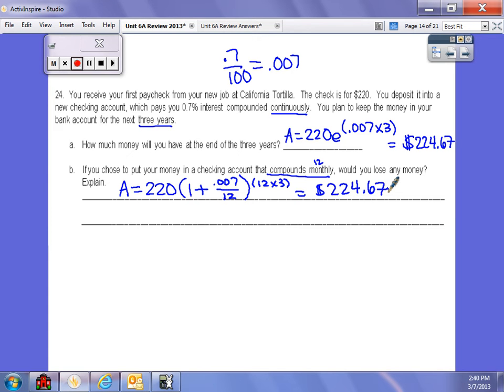So would you lose any money by putting it into this account? You would say no, because you get the same amount. So make sure we're reading, okay? Make sure we're reading what the questions are asking, looking for keywords like compounding continuously, compounding monthly.